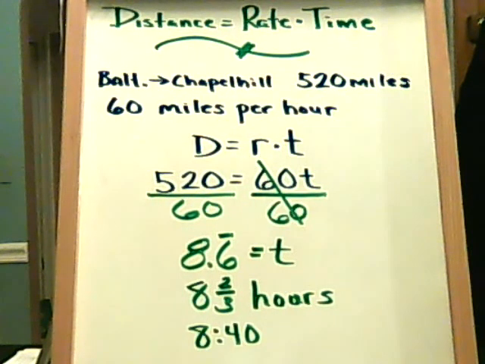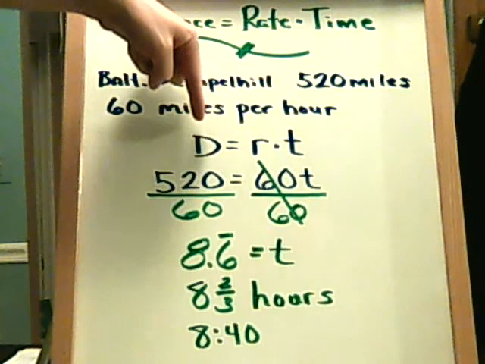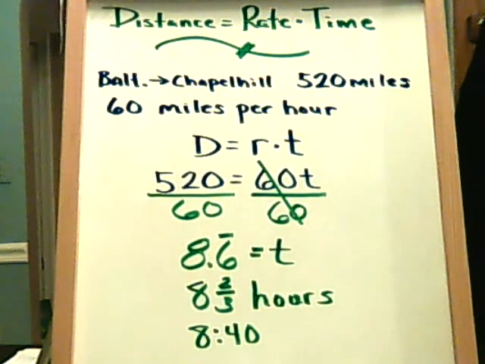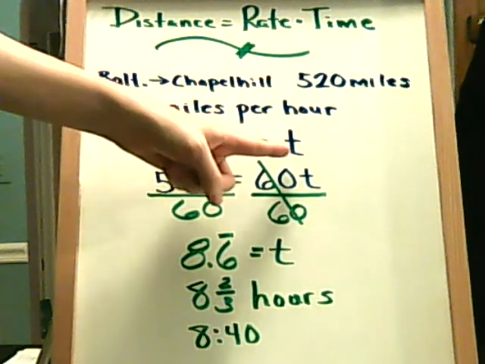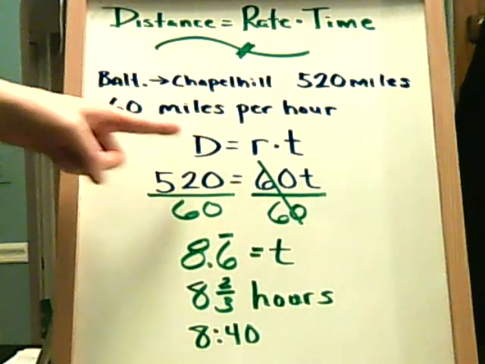Please note that you may be asked to find d and they'll give you r and t. You might be trying to find r and they'll give you d and t, or you'll be trying to find t, as in this problem, and they'll give you d and r.